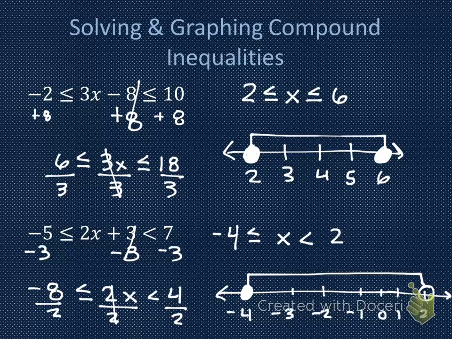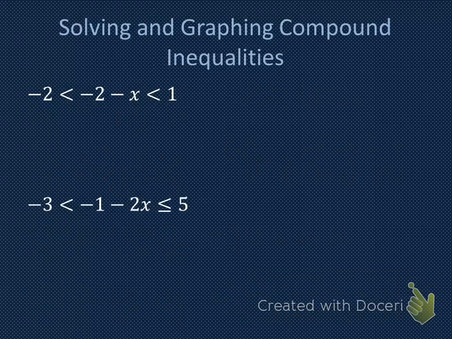Okay, so next example. Remember that one rule that we learned yesterday about these. If I multiply or divide by a negative number, what do I do to my inequality? Change it or flip it. If it's less than, I make it greater than. If it's greater than, I make it less than. So keep that in mind when we do this problem. We're still just trying to get x by itself.